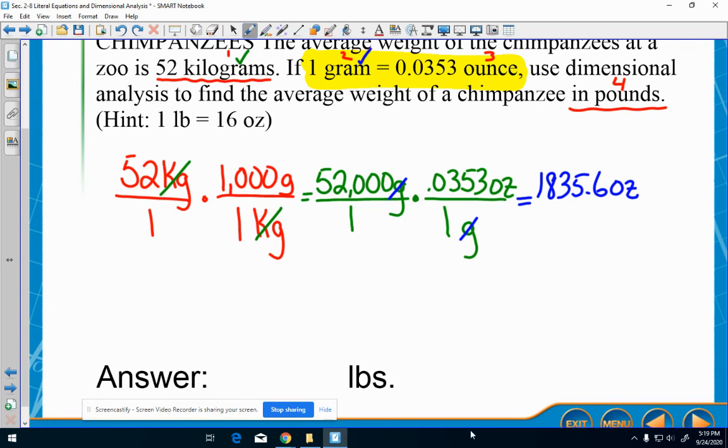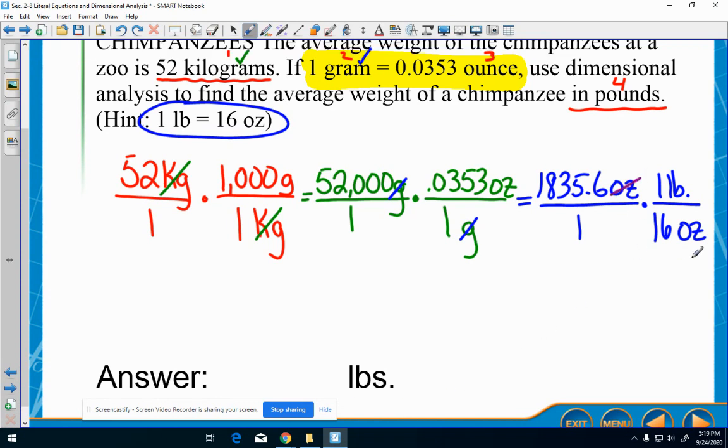The only thing left to do is to go from ounces to pounds. And I was nice enough to tell you that 1 pound is the same as 16 ounces. So for my last conversion, I'm going to take 1,835.6 ounces. Again, I'm going to make a conversion there, and I am going to turn ounces into pounds. So 16 ounces is the same as 1 pound.